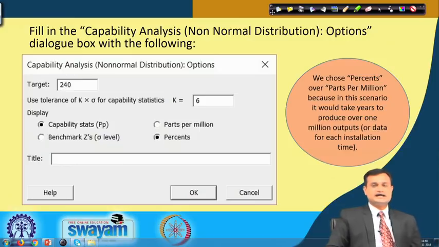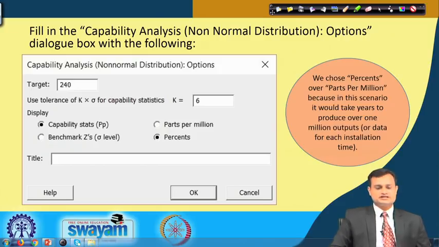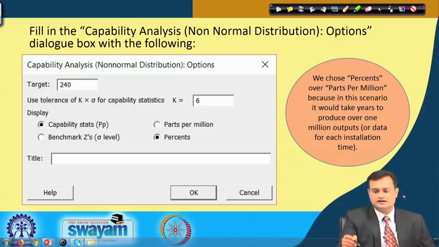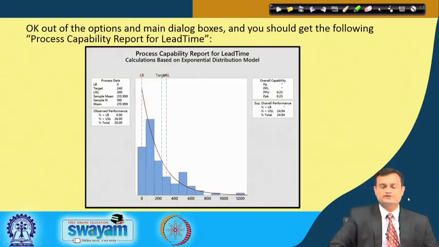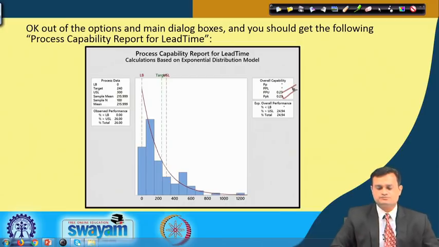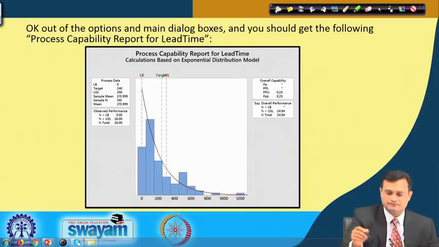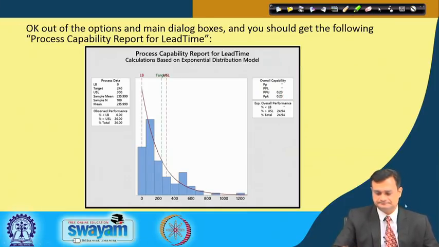So you put the target value, you put the k value, that is your tolerance k into sigma. So 6 sigma, let us say capability stats, Pp percent, and you try to find out the various values. You will see here that PPU is 0.23, PPK is 0.23. So my process is not capable to meet the required specifications or my target of completing a project, and there is a need to improve upon my implementation plan.